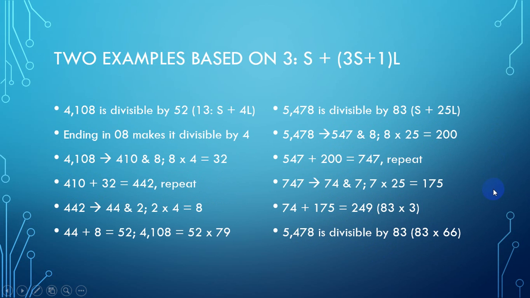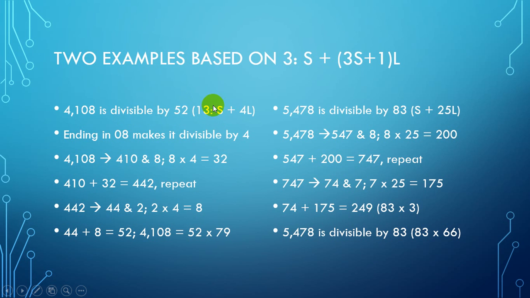So now let's move on to a couple of examples based on 3, in which we use 3s plus 1. That's the operation that we're doing on the leaf. Notice we're adding this time, not subtracting. For 1 and 3, 1 you subtract, and 7 you subtract. For 3 and 9 you add. But anyway, 4,108 is divisible by 52. So we have to check for divisibility by 4 and 13.